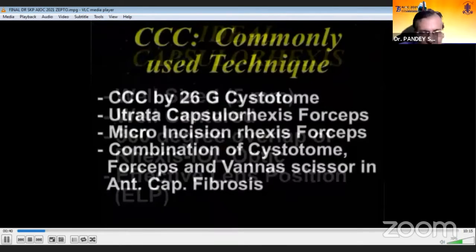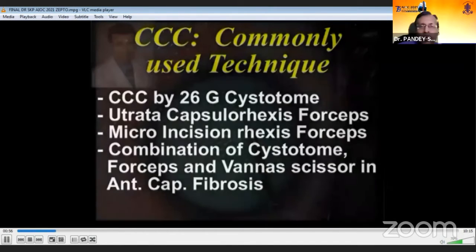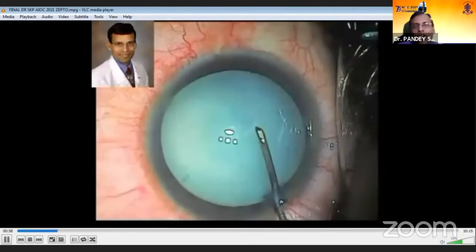The capsulorhexis can be done by using the cystotome, capsulorhexis forceps, a combination of cystotome and Vannas scissors, and recently the capsulorhexis can be done by femtosecond laser and the Zepto nanopulse technology.